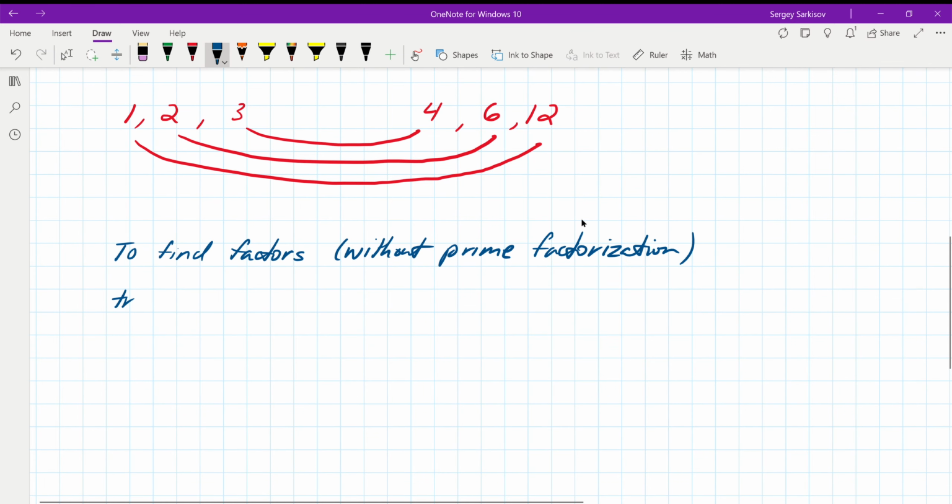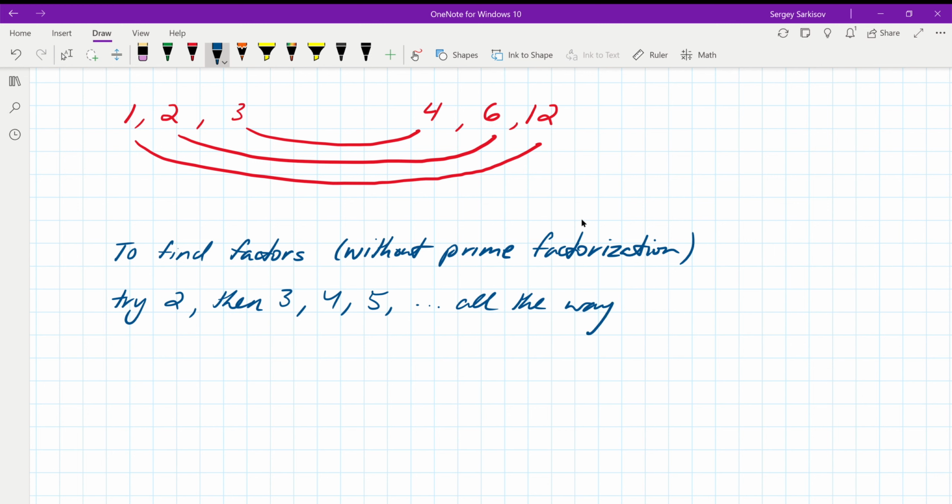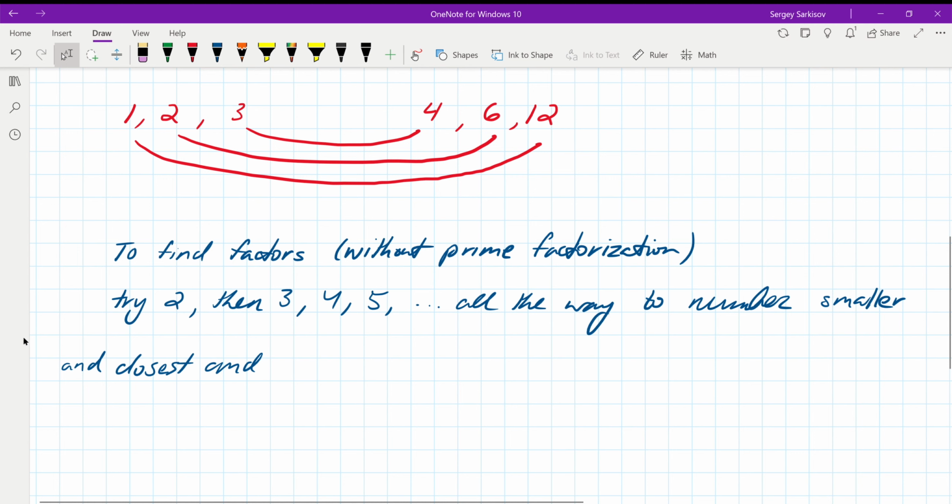try 1, 2, then 3, 4, 5, and so on, all the way to the number closest to, but smaller, let me say, the number smaller and closest. You'll see what I'm doing here in a bit.